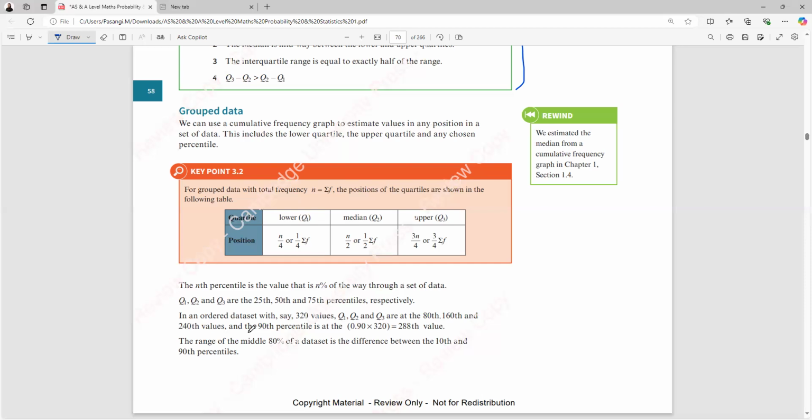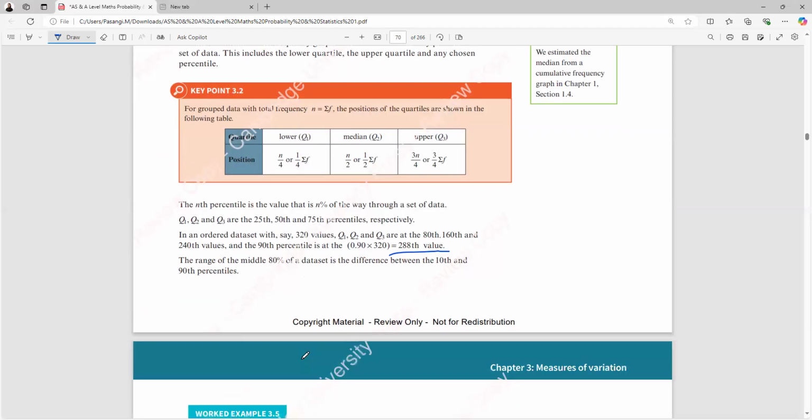And if it's the 90th percentile, the total count is 320. 320 should be multiplied by the 90th percentile, that means 90%, again 0.9. Then we need to read that value from the data table. That is the 288th value. So the range of the middle 80% of the data set is the difference between the 10th and the 90th percentile.